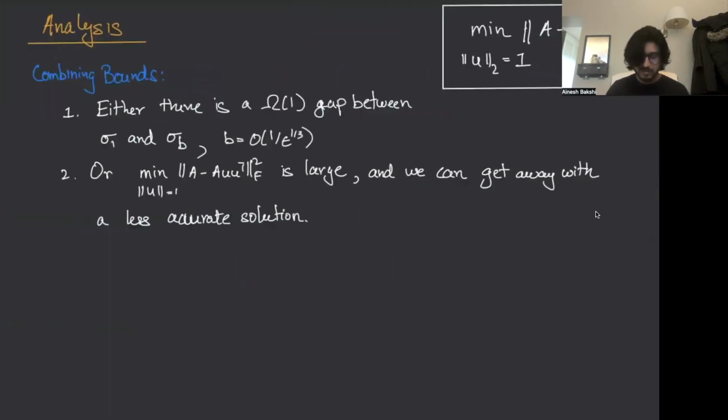Okay. So what we now do is we combine the two bounds that we saw for the gap-independent and the gap-dependent case as follows. We say that either there is a constant gap between sigma 1 and sigma b, where b is set to be 1 over epsilon to the 1/3. This we chose carefully. Either this is the case and we get exponential convergence, or the objective value itself is large as a function of epsilon, and we can get away with a less accurate solution.